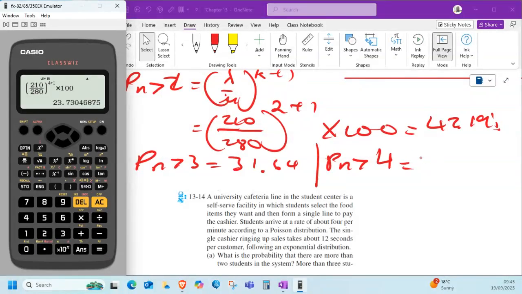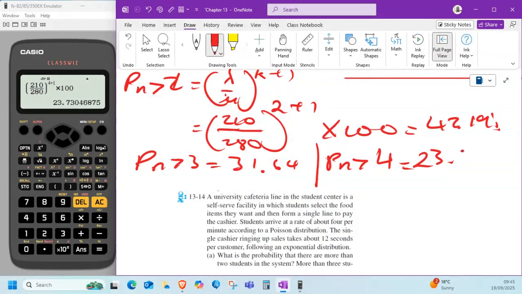And 23% of the time there could be more than 4 customers. This is what it reads as. Okay.